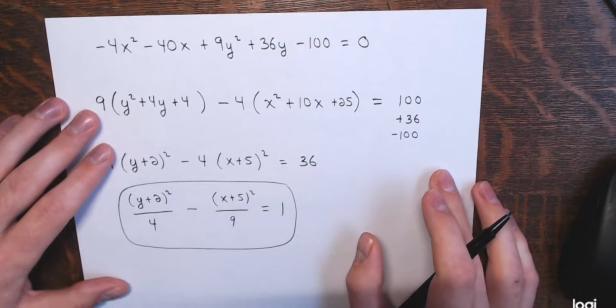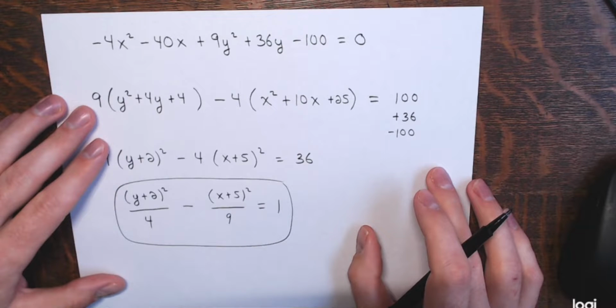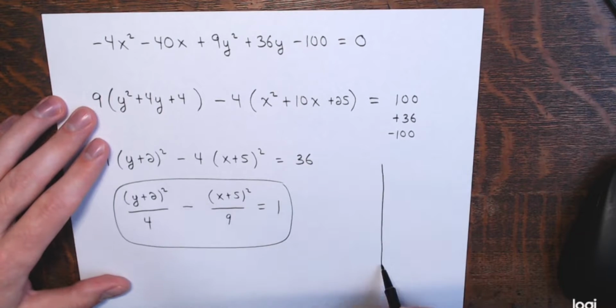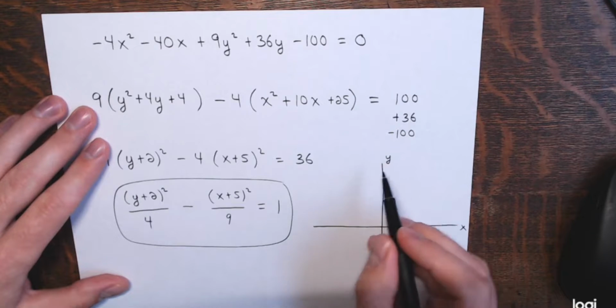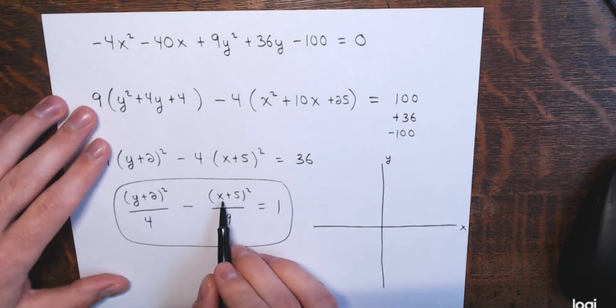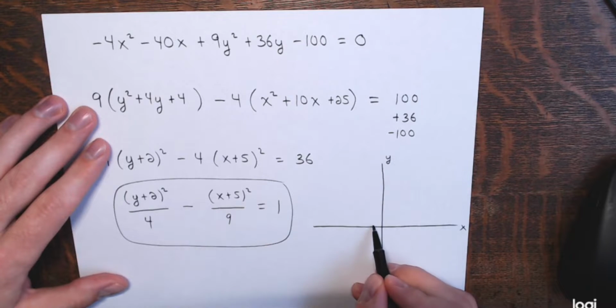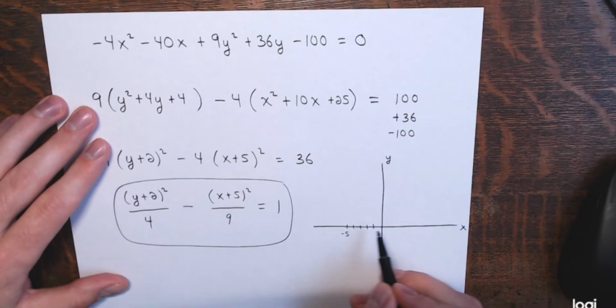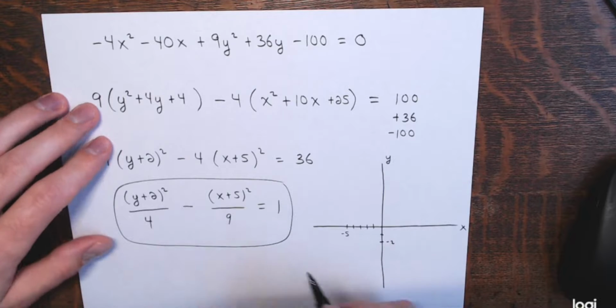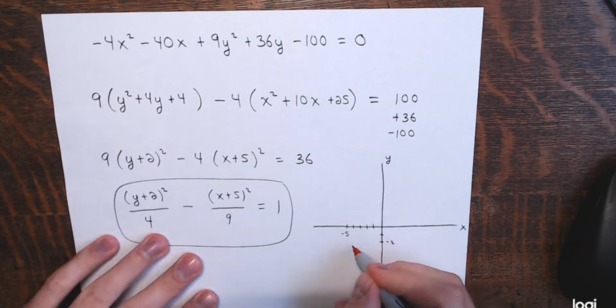Now they did want us to graph it though, right? So I'll make a very quick sketch over here, and you can go to Desmos and check it, but the center, remember, pay attention to where the x is and the y is. The x value of the center would be negative 5, and the y value of the center would be negative 2. So negative 5, negative 2 for the center.